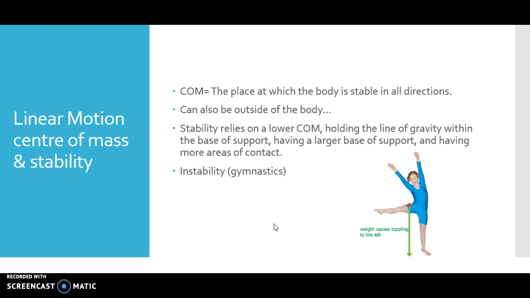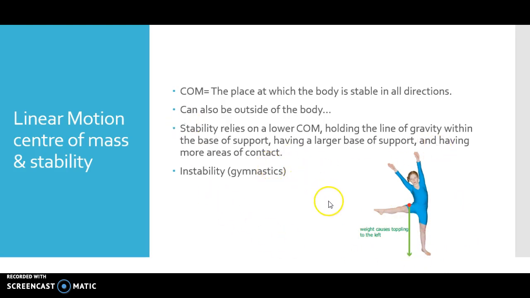Also having a larger base of support. And that also links with having more areas of contact. So basically, here we have a foot. This might not be a large base of support. If she was sitting down, for example, that would be a lot more stable, as there's a larger base of support, because there's more. And yeah, so having more areas of contact as well.